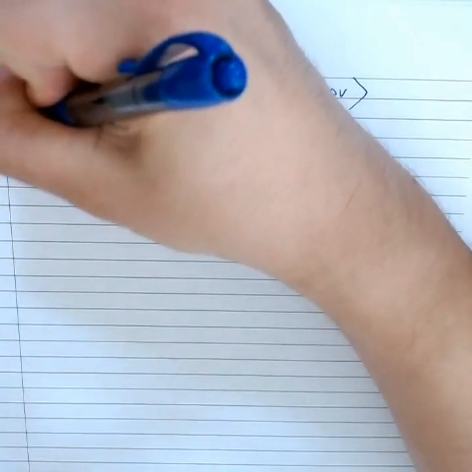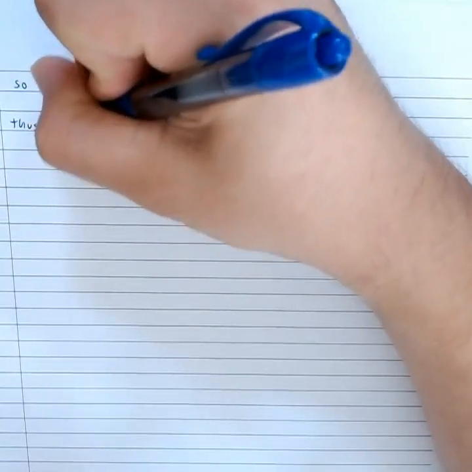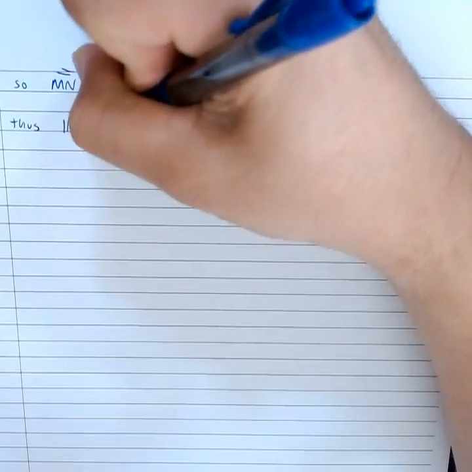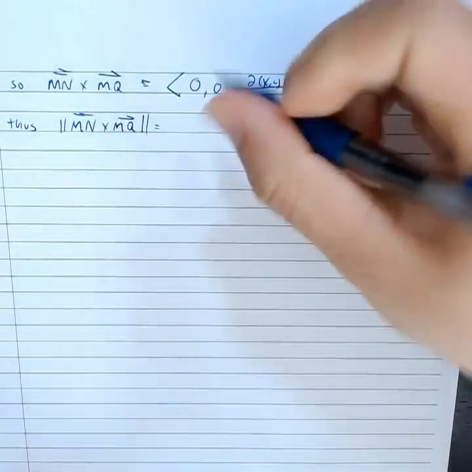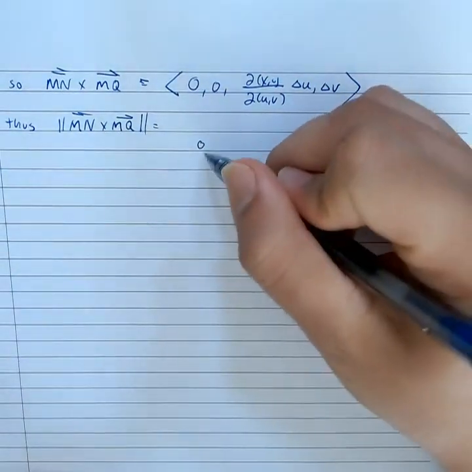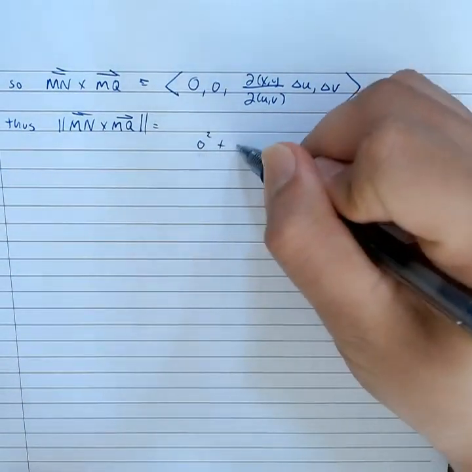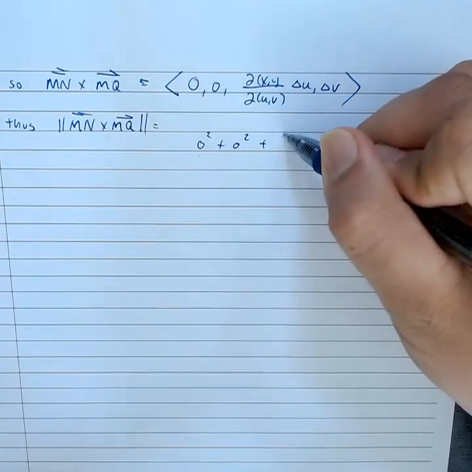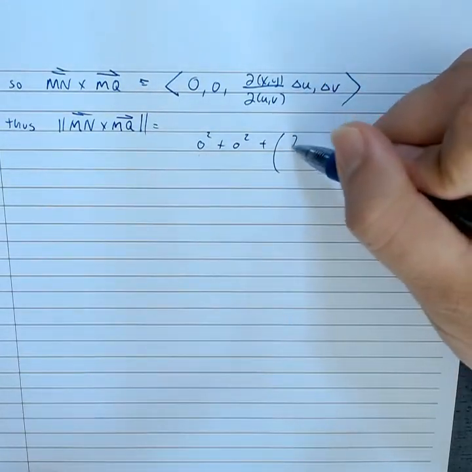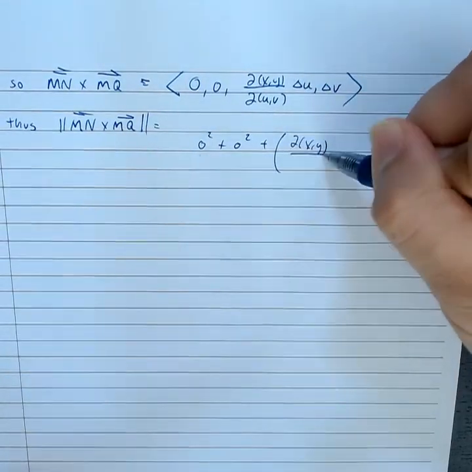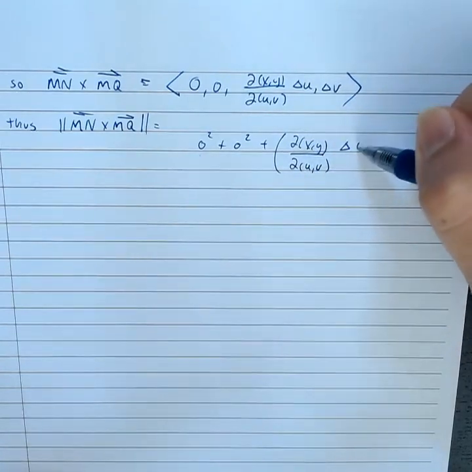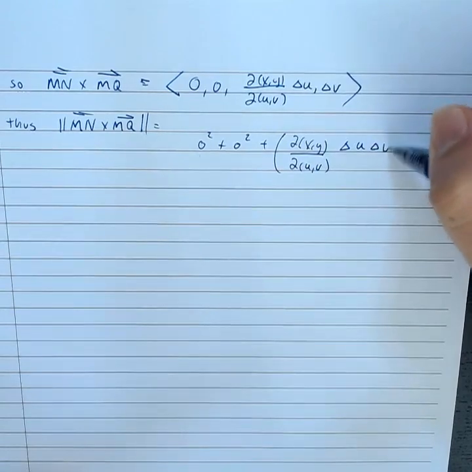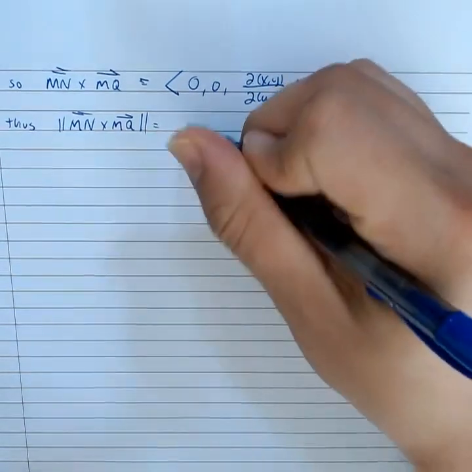Okay, then that means that if I want to take the magnitude of those, well, then that's going to be take each of those components, square them, add them together, and then stick them under a square root.